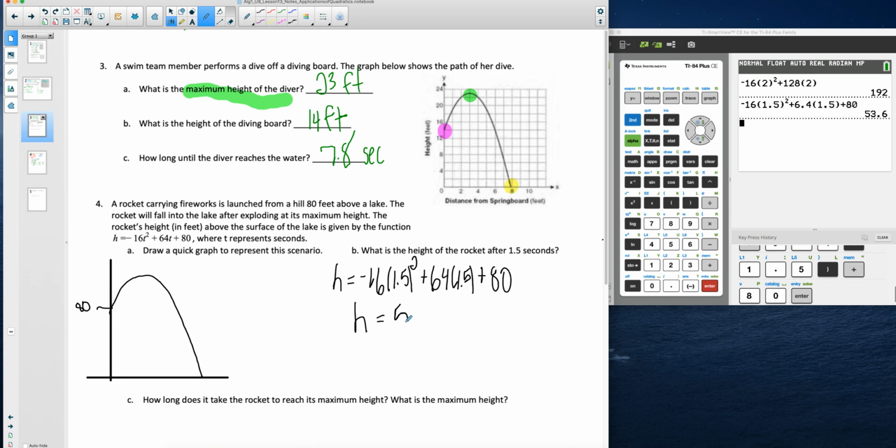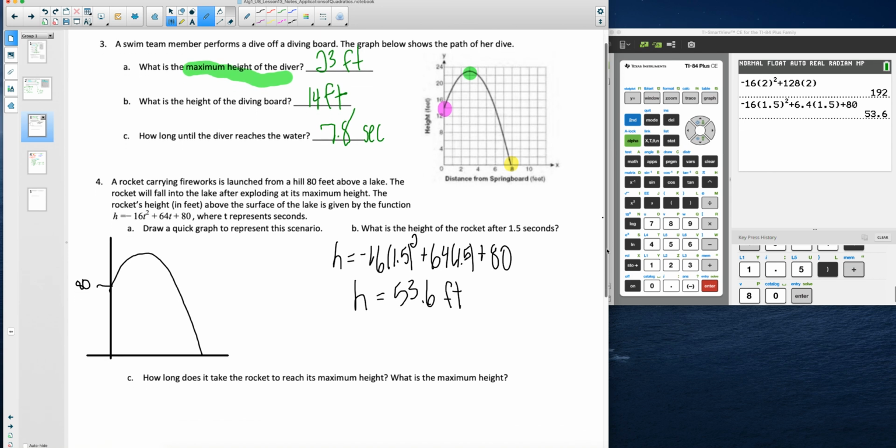If we think about the problem, we know it started at 80 feet and went up. So if it's at 53.6, that means it's below where it started. So it's already on its path back down after 1.5 seconds. Now let me see if it'll let me scroll more this time without having to pop all the way back up here.